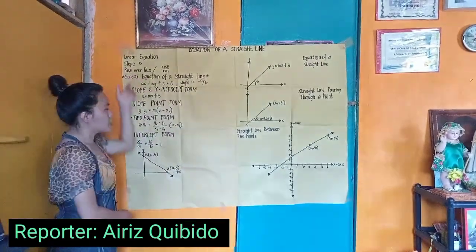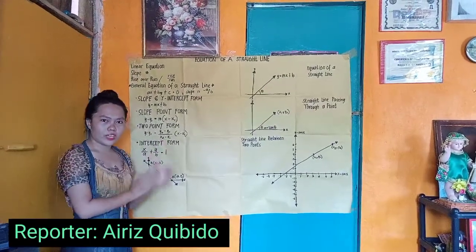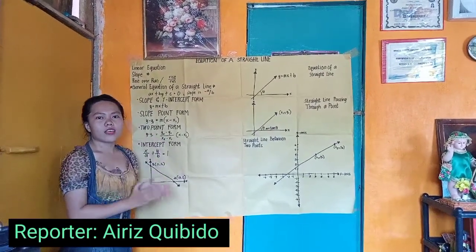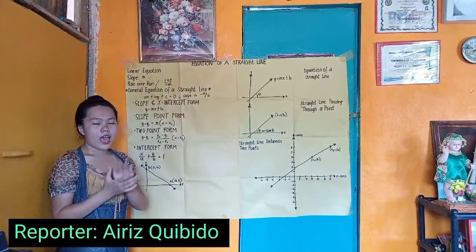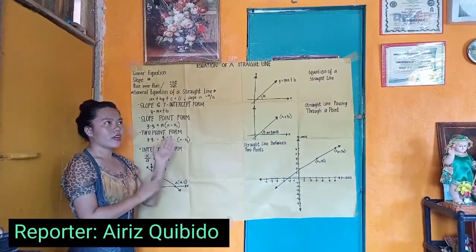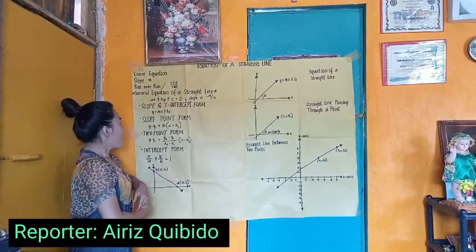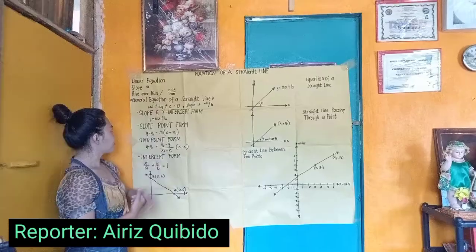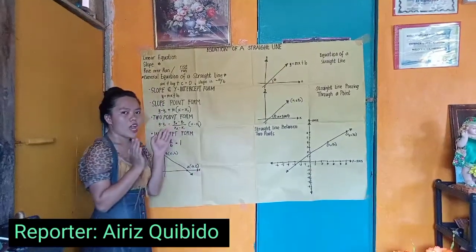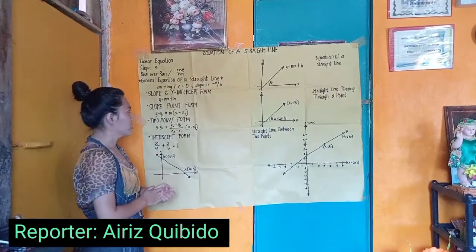The slope of a straight line determines the direction of the straight line and tells how steep the line is. It is calculated as the difference in y coordinates over the difference in x coordinates, which is also called rise over run. So we have the equation of a straight line in different forms.